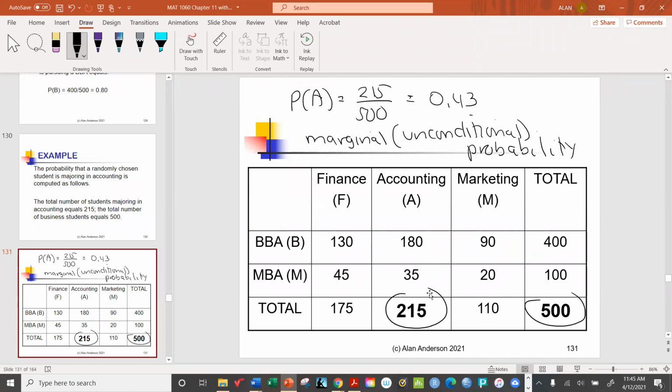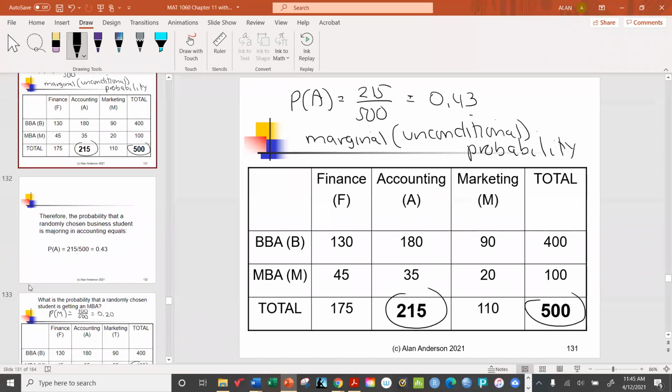So you can see there's altogether 5 of these that we could calculate, these 3 and these 2. So here's your challenge. Why don't you tell me the probability that a randomly chosen student is getting an MBA? How would you approach that?